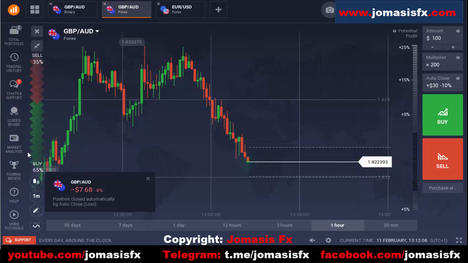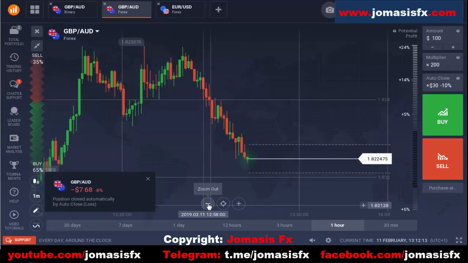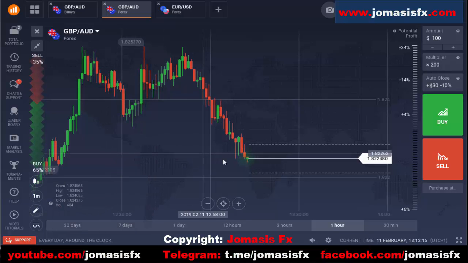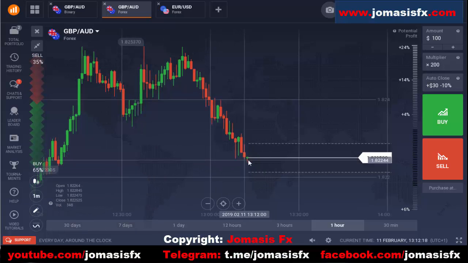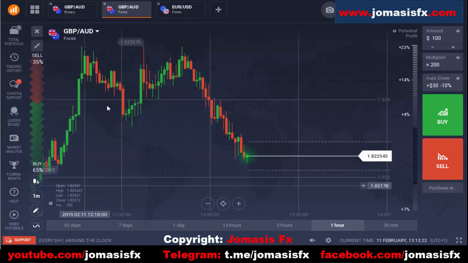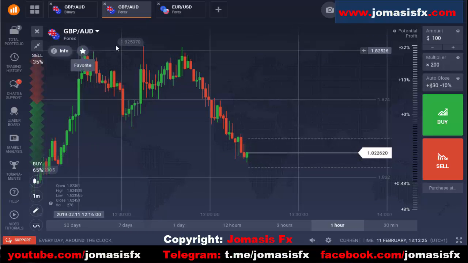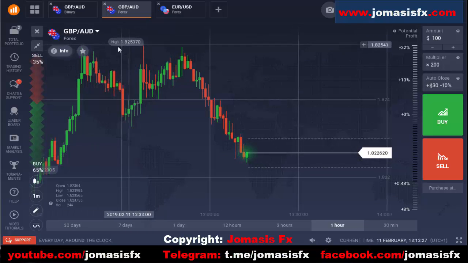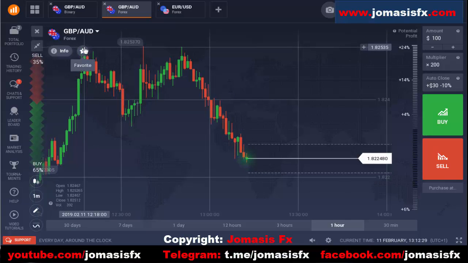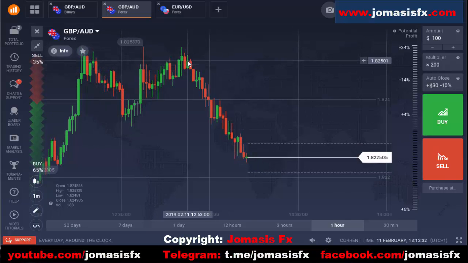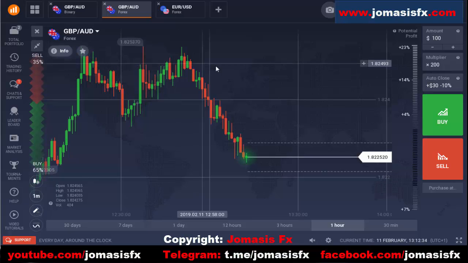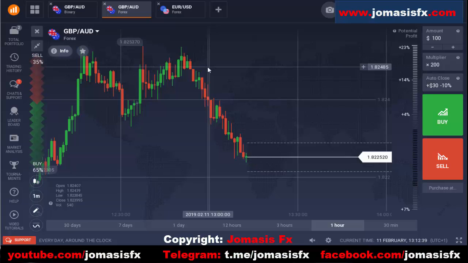Now I have to stop. You can see the position has closed automatically by auto close, and I lost $7. The reason is that my stop loss was here the other time, so the market hit that level, it automatically closed, and I lost $7. And don't forget that I had already made more than $20 here, and at this level the other time I made about $20. Because of the tutorial, I didn't take my profit and move on, so that I could explain this to you.